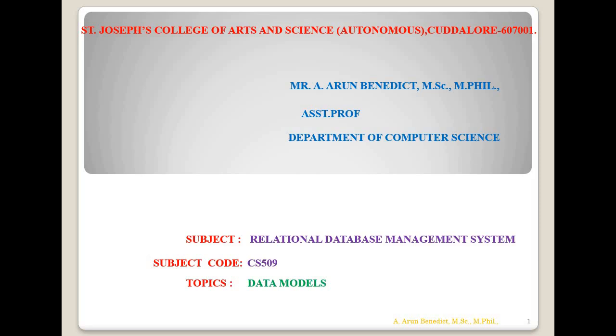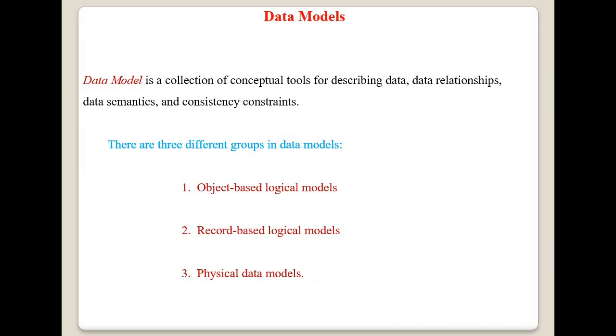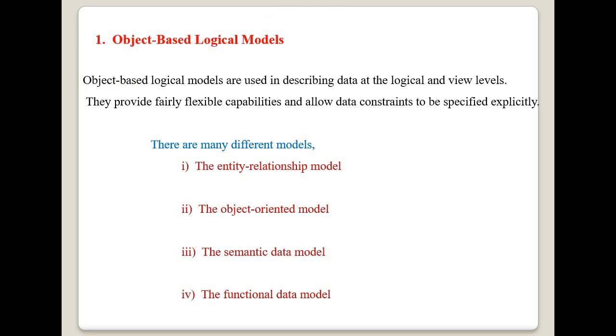So today in this video, I am going to discuss data models in RDBMS. First of all, what is a data model? A data model is a collection of conceptual tools for describing data relationships, semantics, and consistency constraints. Basically, there are three different groups in data models: object based logical models, record based logical models, and physical data models. We'll see them one by one.